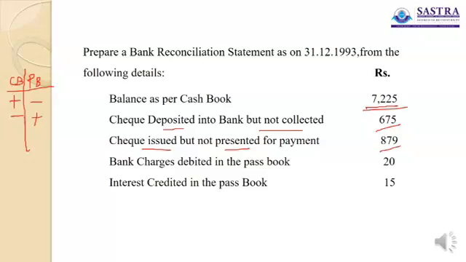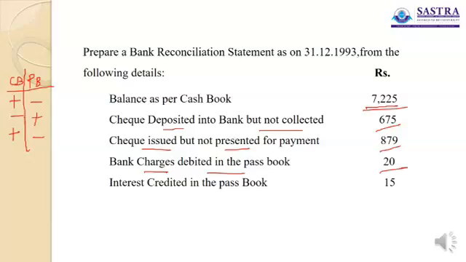And the bank charges debited. Bank charges debited in the passbook, 20 rupees. It's a charge, being an expenditure or expense. The passbook balance is deducted by 20 rupees, which has not yet been brought to the notice of the trader to enter into the cash book, so that it keeps the cash book balance plus.